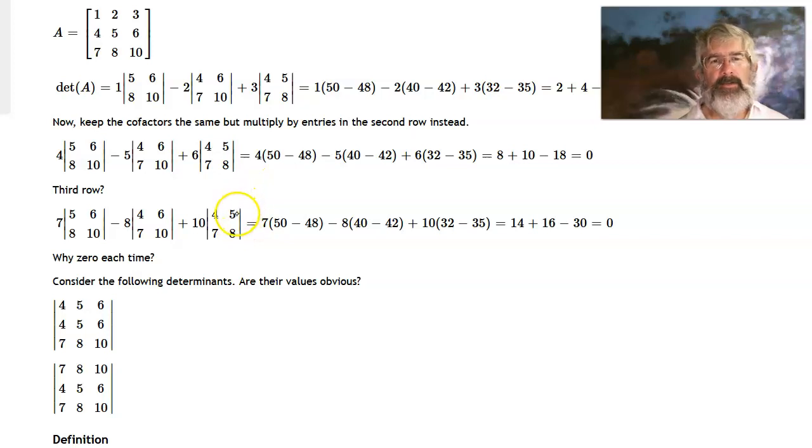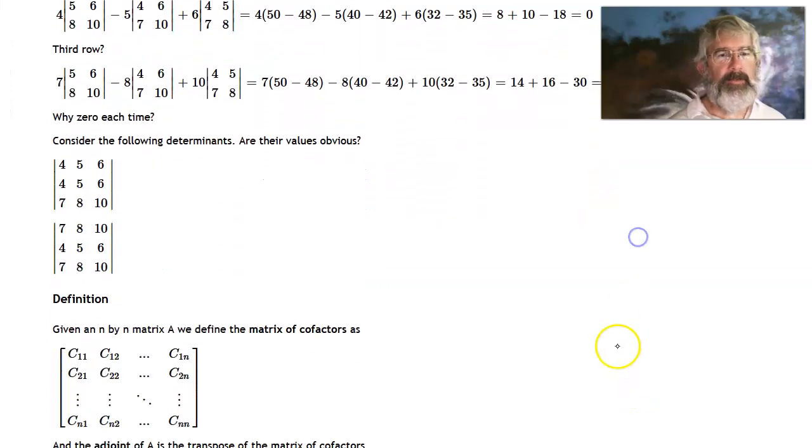So these two calculations are doing determinants where two of the rows are the same. So if you were to take any row and expand with cofactors of another row, you will get 0, because that's equivalent to doing a determinant with two equal rows, and that has to be 0.